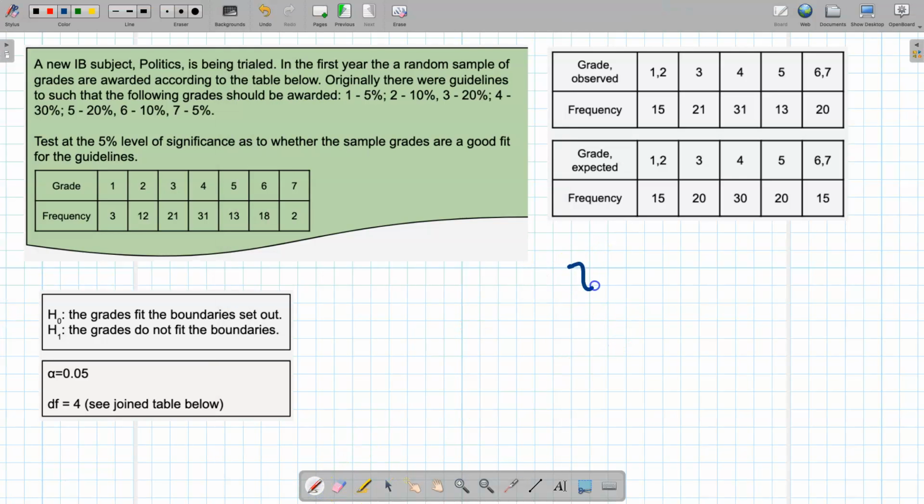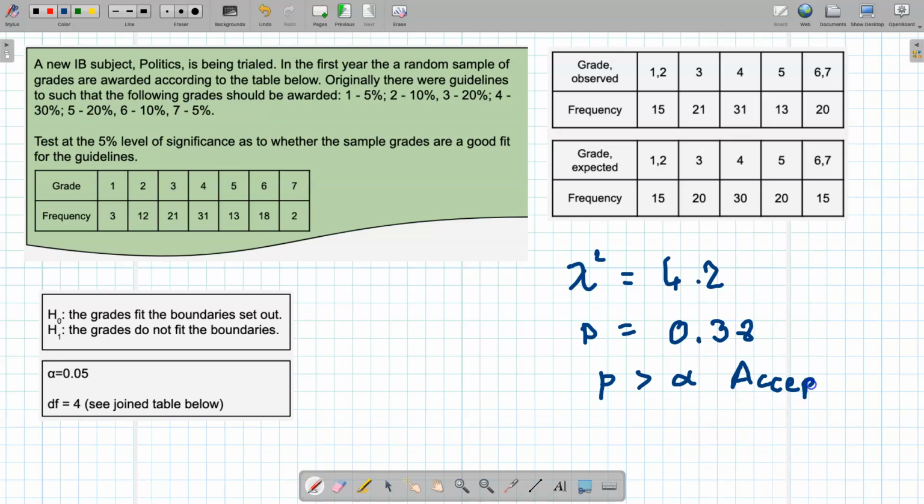I've got my chi-squared, that's 4.2. So nothing has actually changed in this part, and my p-value is 0.38. And because p is greater than alpha, we're going to accept H0. So we're going to say that these grades fit the boundaries fine. So the only thing that you need to think about as the difference is these frequencies being less than 5, joining the categories together to give a new table.